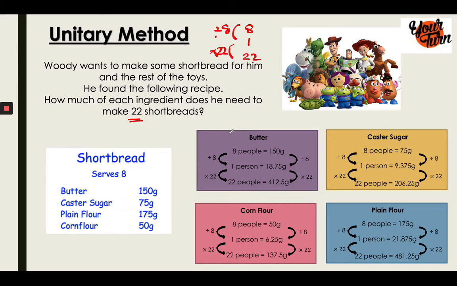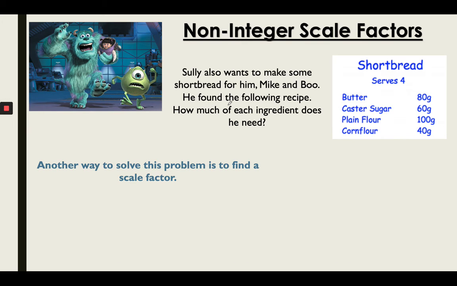Right, so as I mentioned earlier about going back to having a non-integer scale factor, we'll look at the original example that we had about Sully. So we know that he wants it for 3 and he's got a recipe for 4. So what he's making is 3/4 of the amount, isn't it? So it's the amount he wants it for, you divide it by the amount that your recipe is for, and then you just multiply by the ingredient.